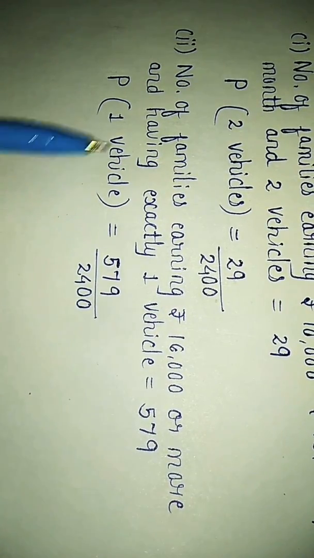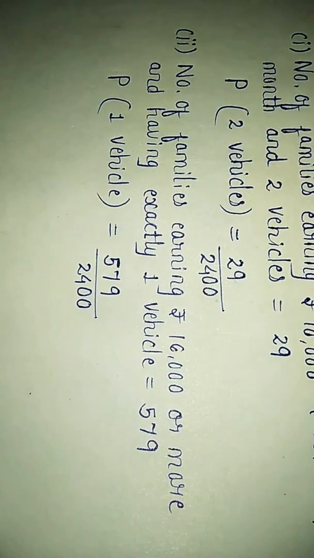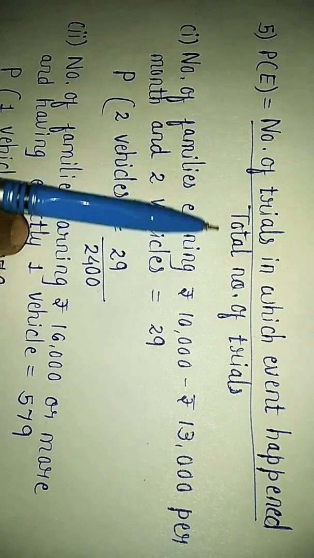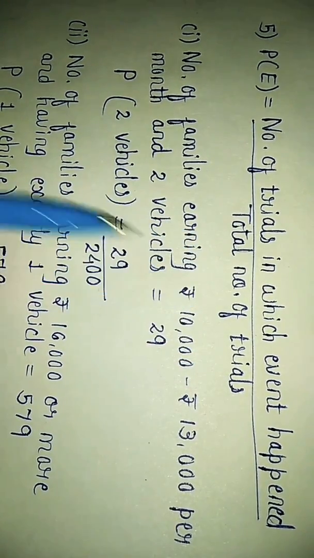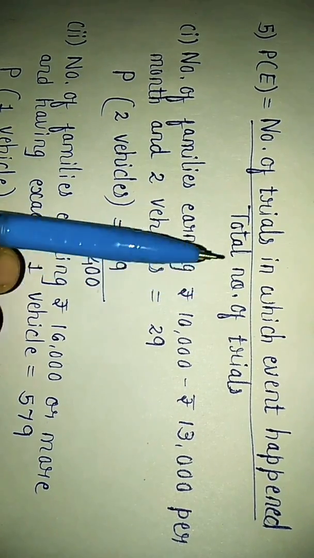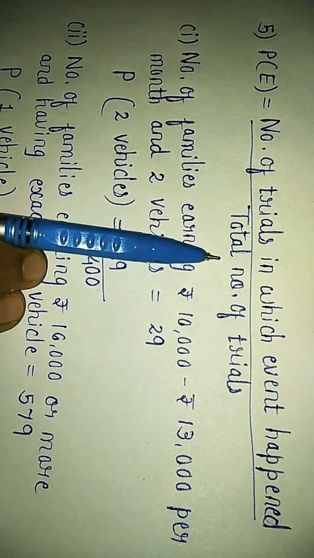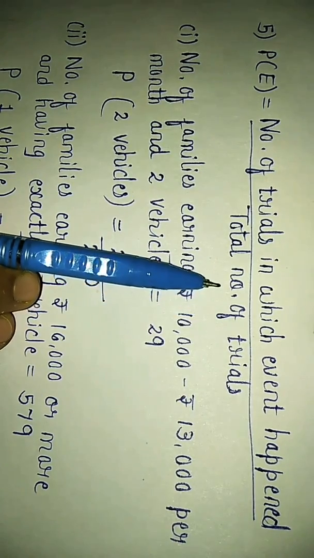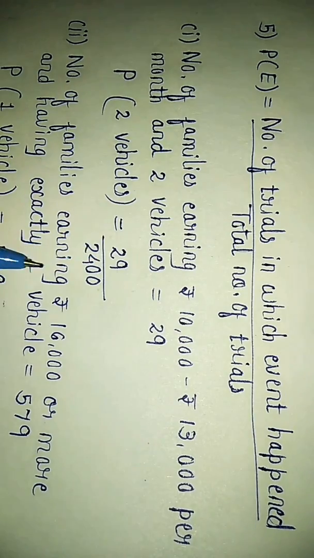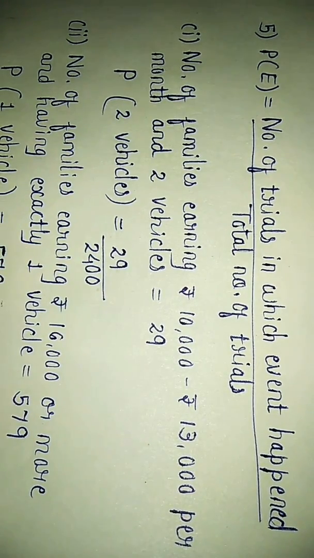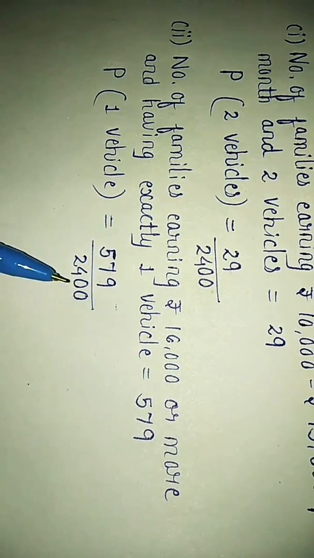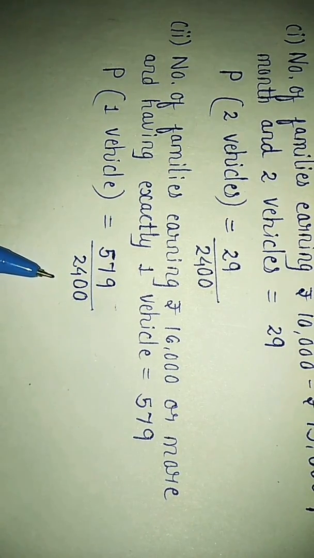In the beginning of the sum we have already written the formula. So this formula we will not write again. In one sum, once we will write the formula. Remember, in one sum this formula must be there one time. So in the beginning we have written it, now for all different parts we will not write. So this is the probability of number 2, 579 divided by 2400.